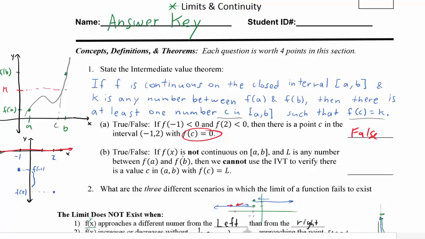If f is not a continuous function on a, b, then everything is voided. The intermediate value theorem does not apply, because if it's not a continuous function, then we might have a jump and we don't have to cross the k value. So it is true that if it's not continuous, we cannot apply the intermediate value theorem.